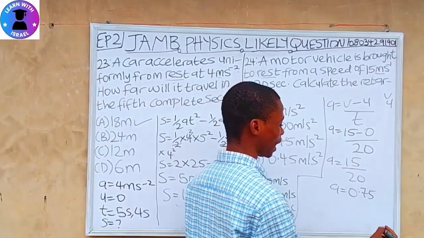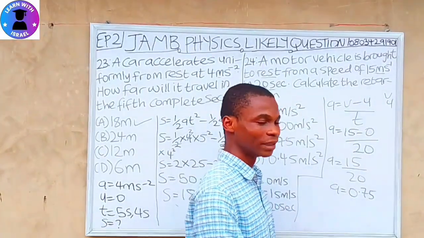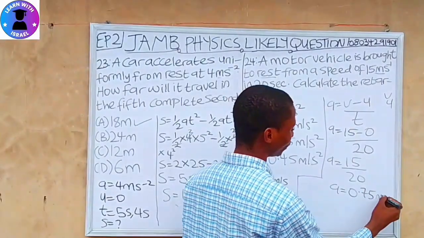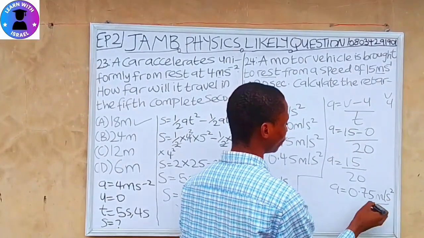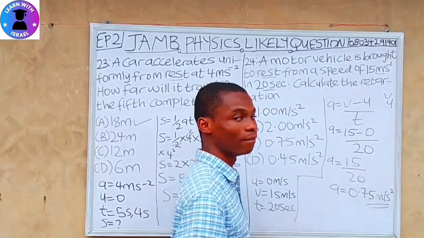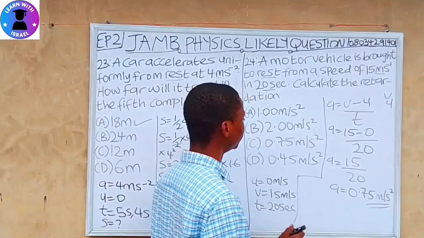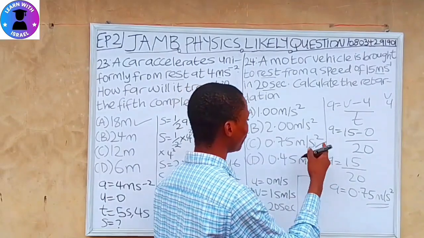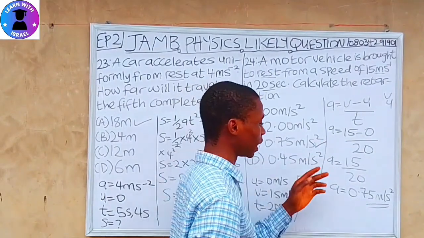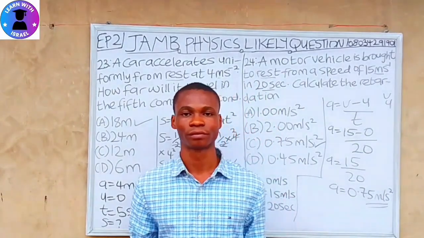0.75. We can't leave it like that. I hope you know, acceleration is measured in what? It is measured in meter per second square. So our answer is 0.75 meter per second square. Let's check the options. You can find it in option C. 0.75 meter per second square is the correct answer. So guys, let's move to the next one.